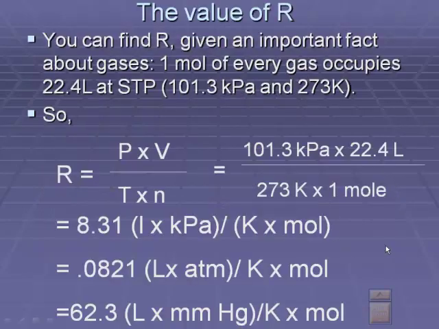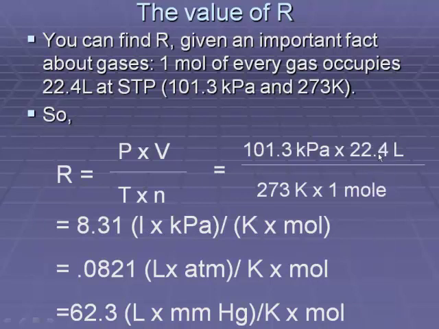It says you can find R given the important fact about gases. 1 mole of every gas occupies 22.4 liters at STP, which I gave you, 101.3 kilopascals and 273 Kelvin. So check this out. This is what R is equal to, PV over nT. If you start plugging in all of these different variables for pressure, remember there's 3 different ones for pressure, but for all of these 3, the volume, the temperature, and the number of moles remain constant. If you do that, check out your 3 different values of R.